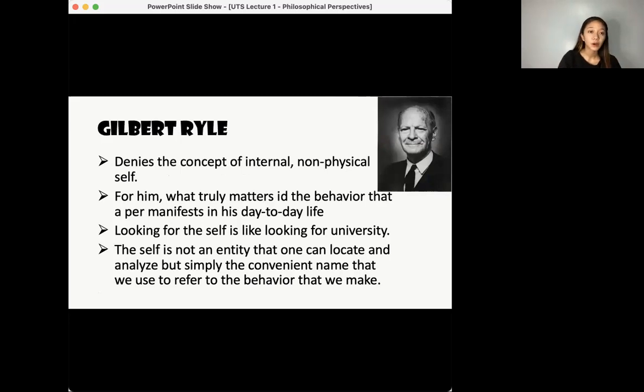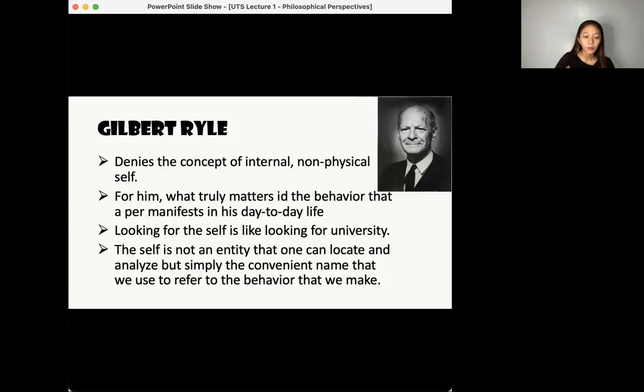According to him, he denies the concept of internal, non-physical self. O, dinay niya naman. For him, what really matters is the behavior that a person manifests in his day-to-day life. So, yung self natin is yung experience natin. Yung behavior natin. So, looking for the self is like looking for a university. Ano yung meaning nito? Di ba napaka-complicated? So, for example nito, kasi di ba yung university is made up of buildings, administrator, teachers, classrooms, students, faculty and staff. So, ito yung nagfo-form sa isang university.